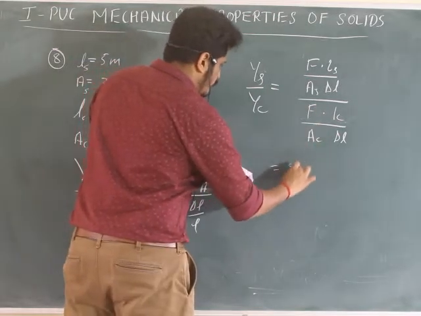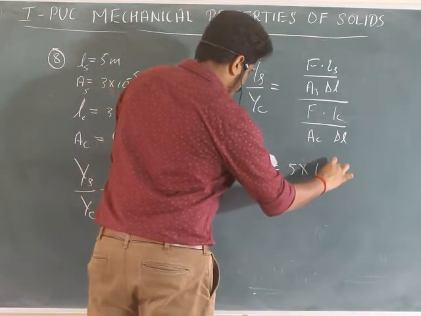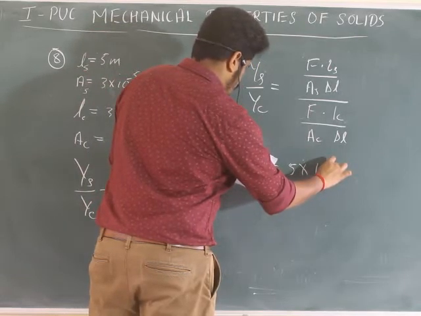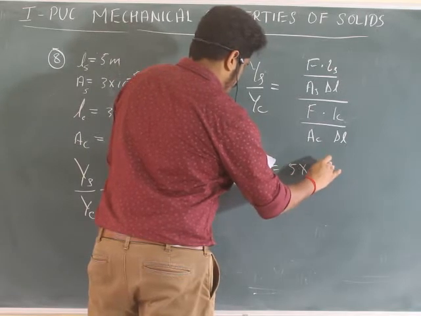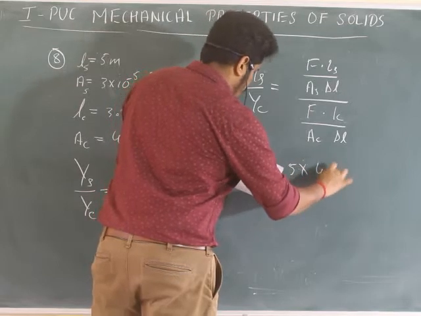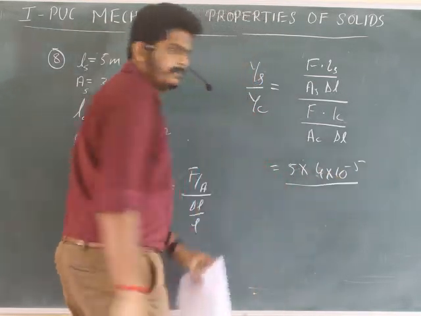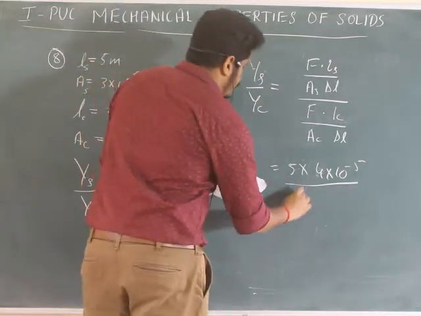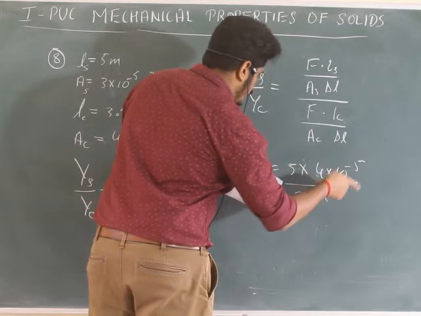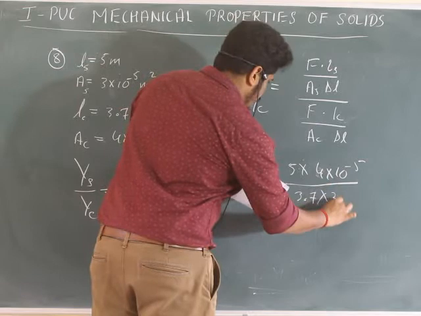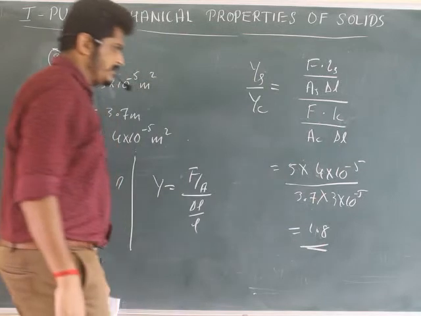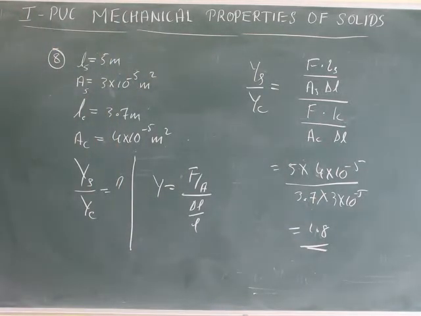Do the calculation on your own. Look here, you have to get 4, right? Yes, of course. 5 into length, 5 into area, that is 4 into 10 power minus 5, divided by how much is that? 3.7, correct? Length of copper into its area. Area of which one? Yes, that means this is 3 into 10 power minus 5. Answer will be 1.8. Check whether you are getting the same answer.